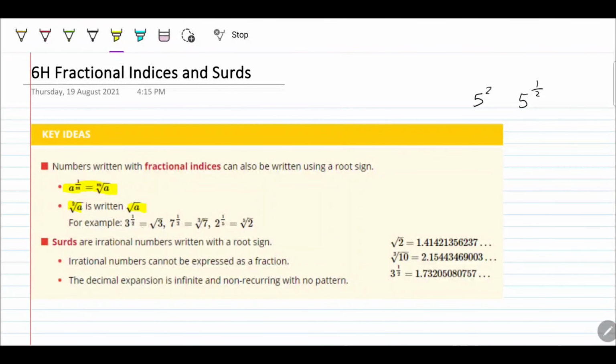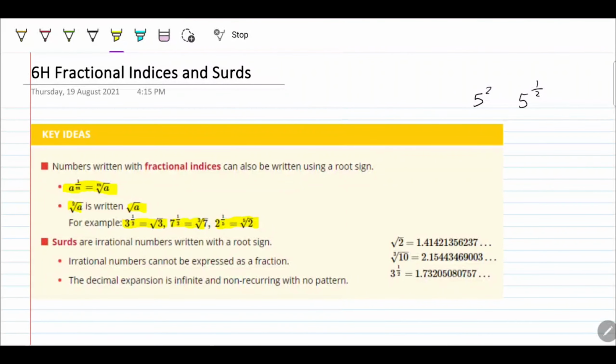A couple of other examples. We have 3 to the power of 1 over 2. This can be written as the surd of 3. Remember that there's normally a 2 here that we don't write. 7 to the power of 1 over 3 is the same as the cube root of 7, which is 3 times the surd of 7. And in this example here, we have 2 to the power of 1 over 5. This is the same as saying 5 times the surd of 2.